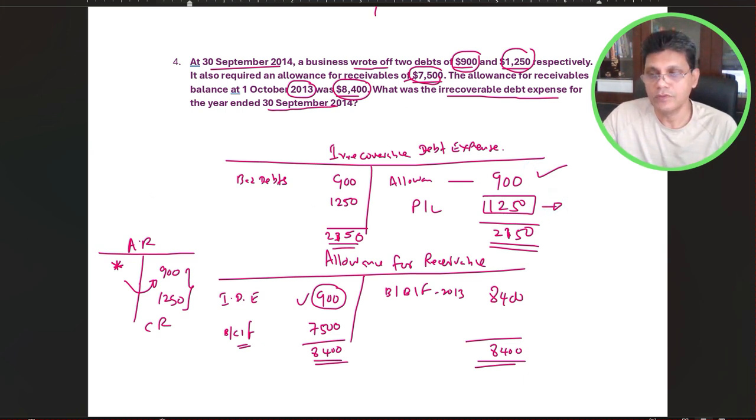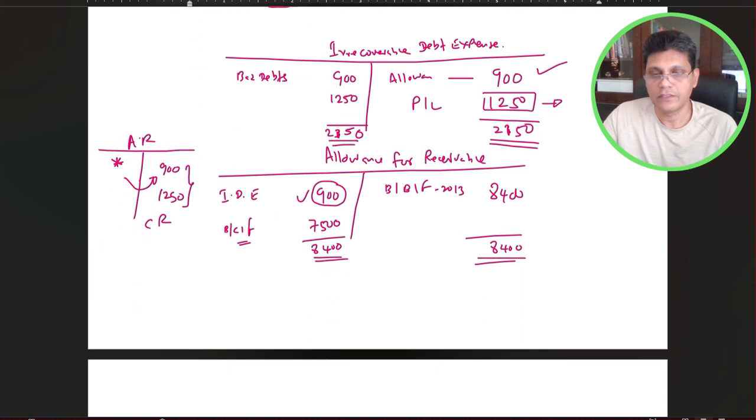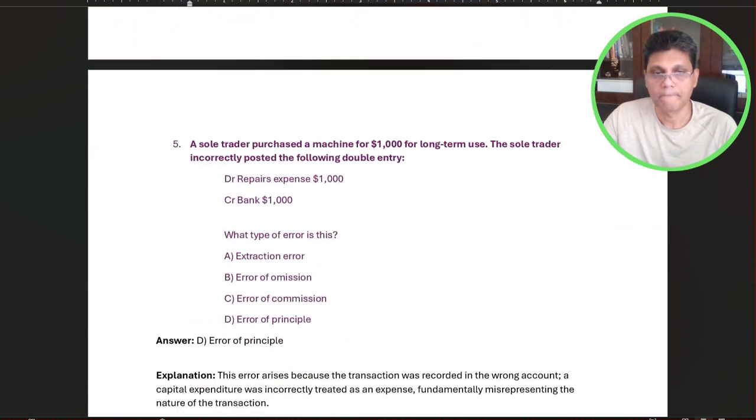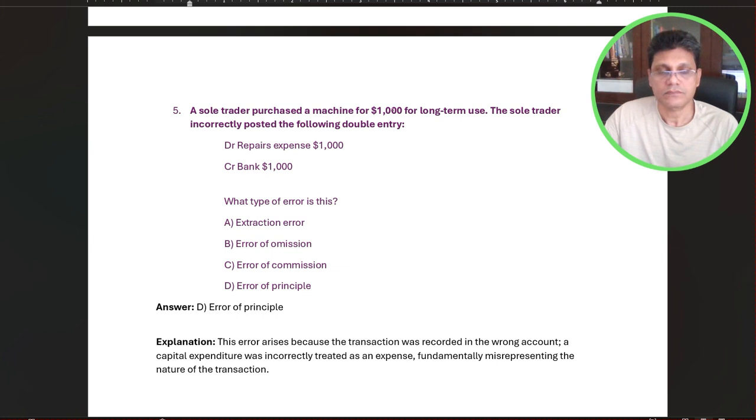Now let's move on to the other question. A sole trader purchased a machine for 1,000 for long-term use. The sole trader incorrectly posted the following double entry: repairs and expense account debit 1,000, bank account credit 1,000. So what type of error is this? Extraction error, error of omission, error of commission, or error of principle?